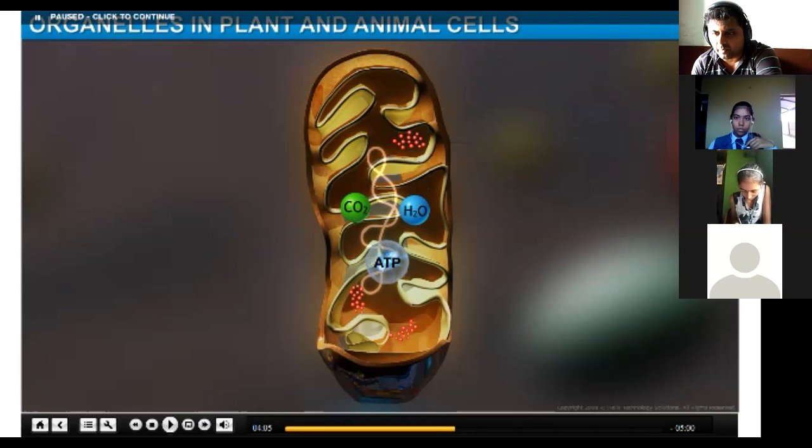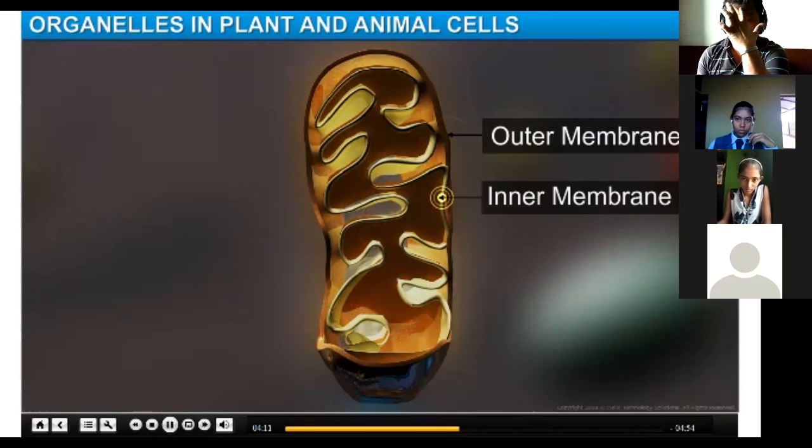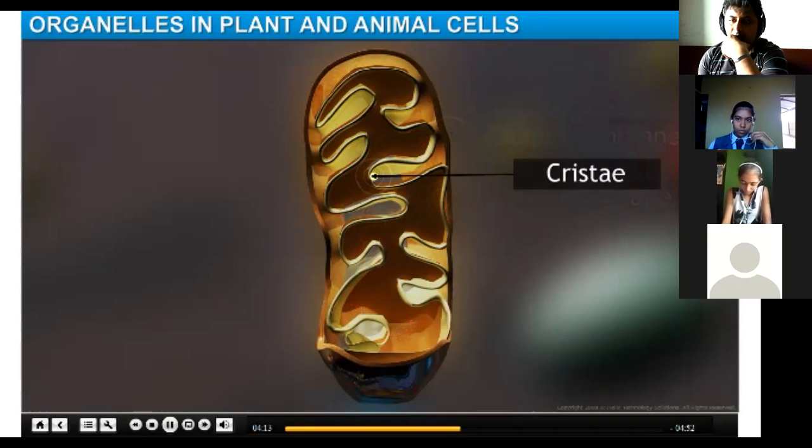And what is the full form of ATP? It means adenosine triphosphate. A-D-E-N-O-S-I-N-E, adenosine triphosphate. Mitochondria have outer and inner membranes. The inner membrane folds into cristae, creating more area to make ATP.